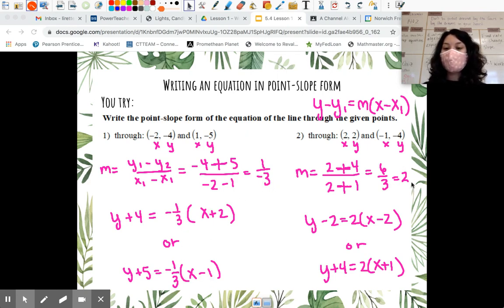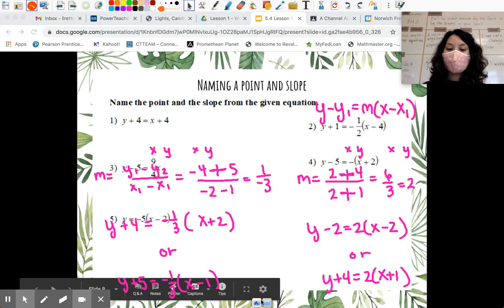For number 2, I got a slope of 2. So regardless of which ordered pair you used to write your equation, you should have a slope of 2. And then if you use the first ordered pair, this is what your equation should look like. If you use the second ordered pair, it should look like this.